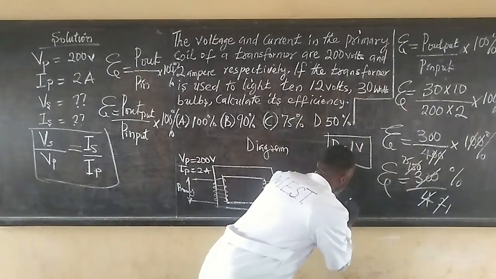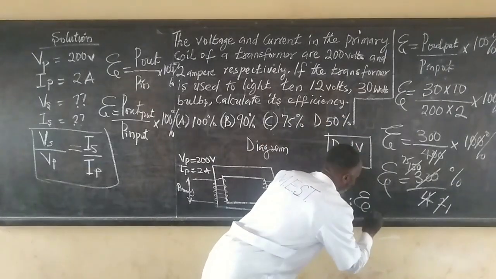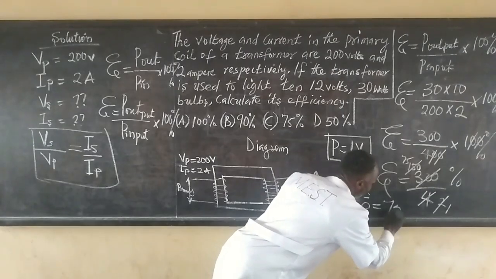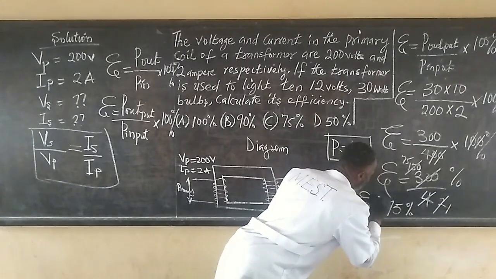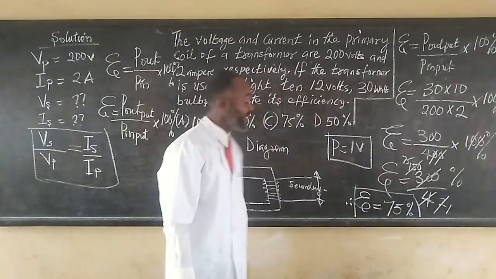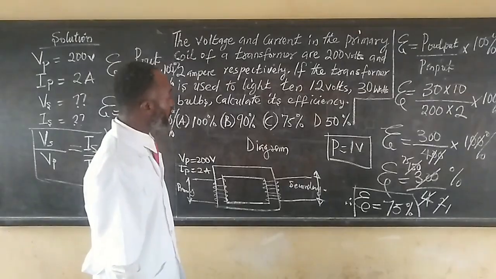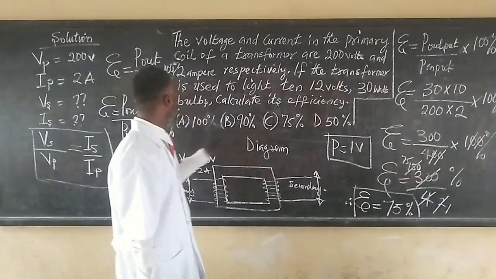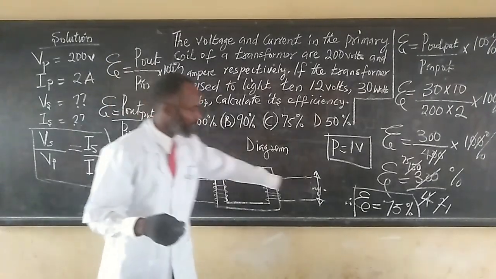Therefore, efficiency is equal to 75%. Let's check. From the options given, A, 100%, is not it, because it doesn't correspond with this.